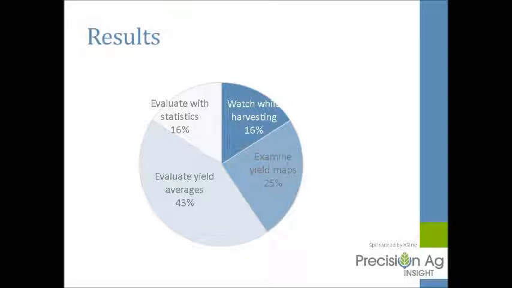16%, and all of us are guilty of watching while harvesting and making management decisions when we're driving a combine across the field. Looking at the yield monitor is when a lot of management decisions are made. But then 25%, and I think this is where a lot of us are currently, or a lot of our clients, are examining yield maps, 25%, and then just evaluating yield averages at 43%. What I would like to see is for a lot of this percentage to move up here into the evaluate with statistics, and we'll talk about that in a little more detail in the following slides. But I think we have a lot of room to grow up here in this statistical analysis range.